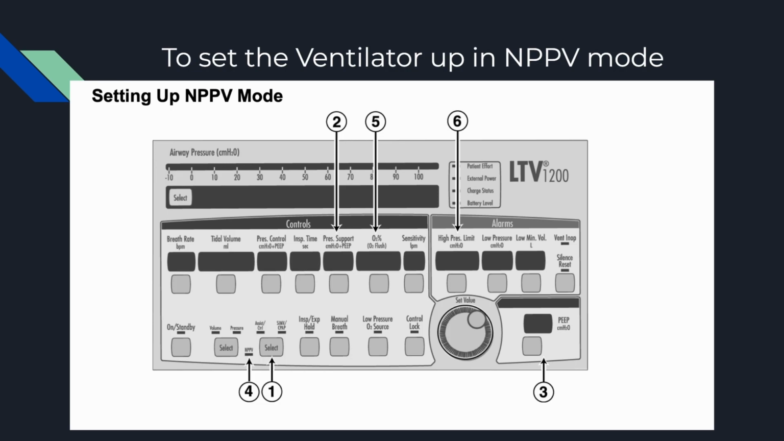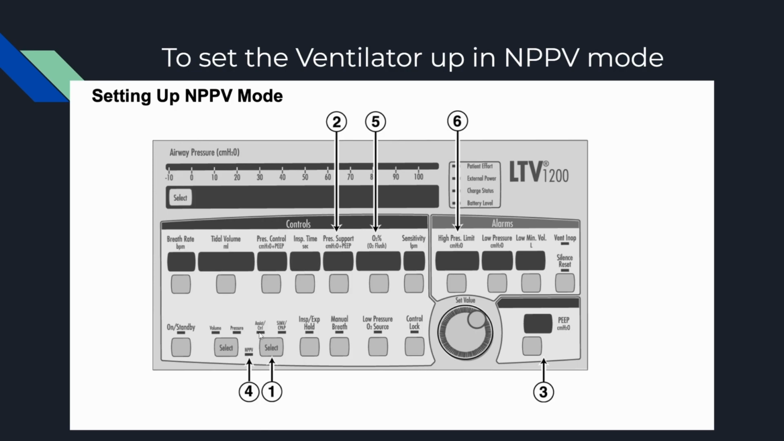NPPV mode is BiPAP. Okay. You don't get to BiPAP by going to the CPAP mode. You get to BiPAP by going to NPPV. It's an older term. It's usually called NIPPV now, non-invasive positive pressure ventilation. So to get there, it's with this number 1 select button here.